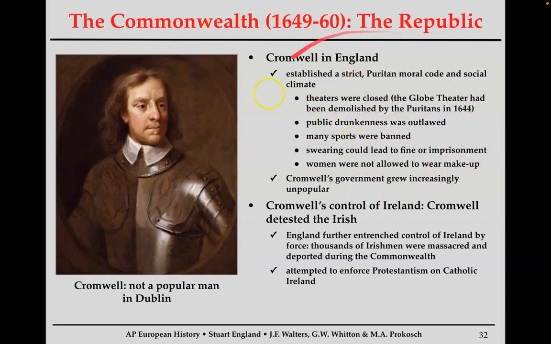So Cromwell is descending, becoming more and more unpopular. He doesn't get overthrown. He's going to die of natural causes, but overall, his rule is growing more unpopular. This idea of a resolute, strict republic is not working too favorably.